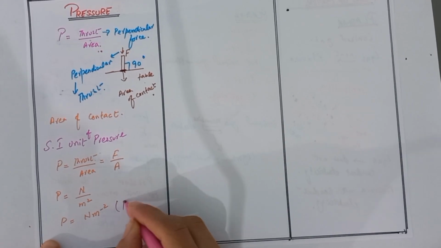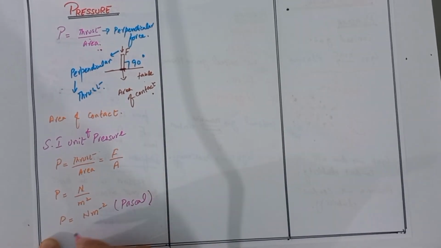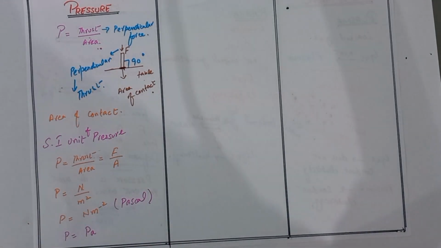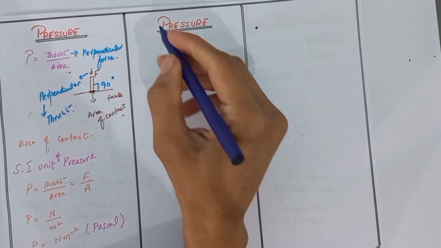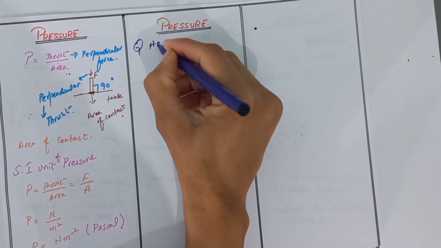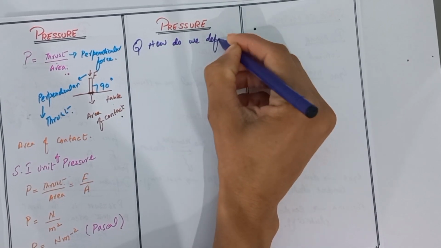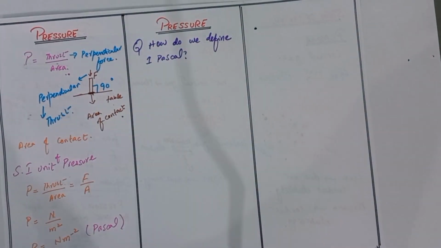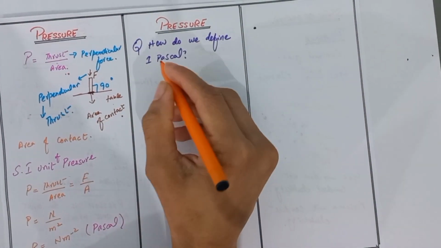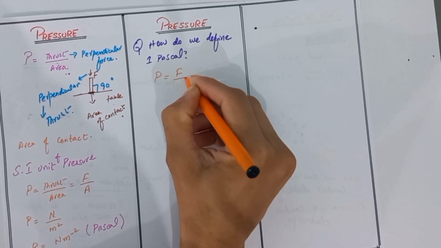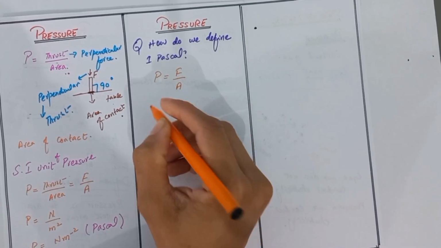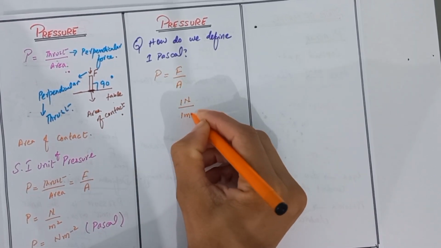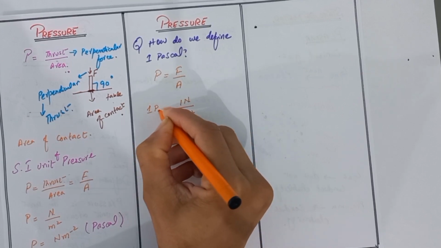If you give it the name Pascal, you can write it in abbreviation. The unit of pressure is Pascal, Pa. So guys, here the question arises: how do we define 1 Pascal? Just use the formula of pressure, force per unit area, thrust per unit area of contact. So we know that if the force is 1 Newton and the area is 1 meter square, the pressure will be equal to 1 Pascal.